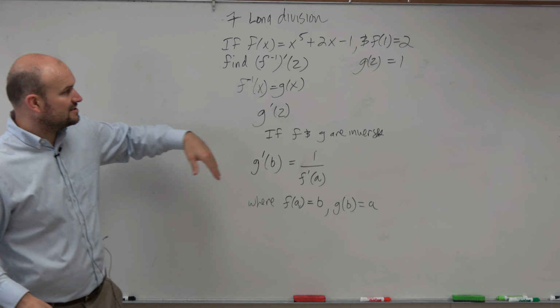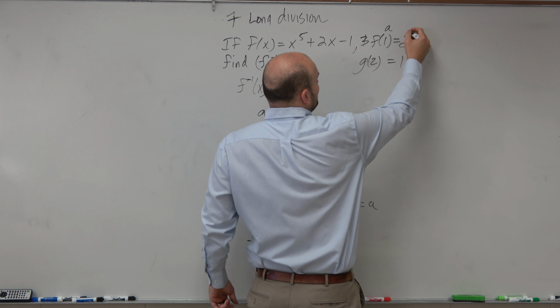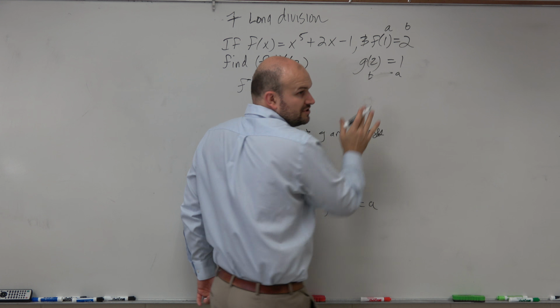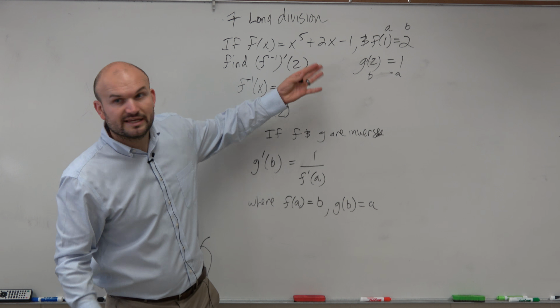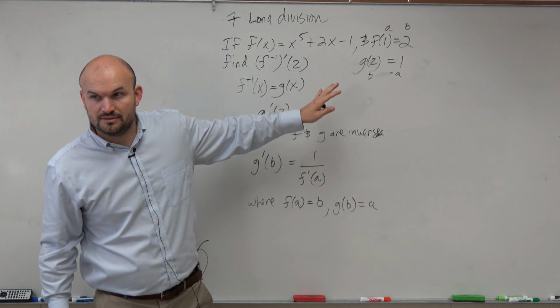So let's think about this. f of 1 equals 2. That's kind of like f of a equals b. And this is kind of like g of b equals a. Would you guys agree with me? Those are kind of like your a's and your b's? Yes? Ethan? No? You don't agree?